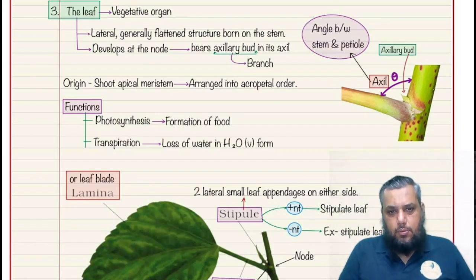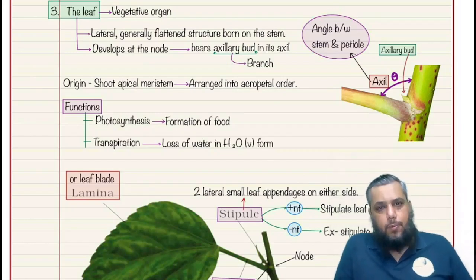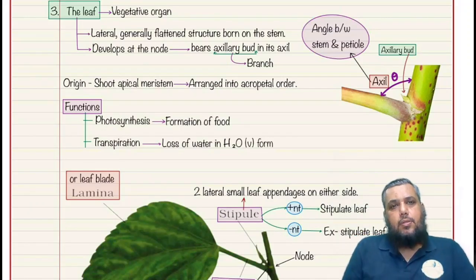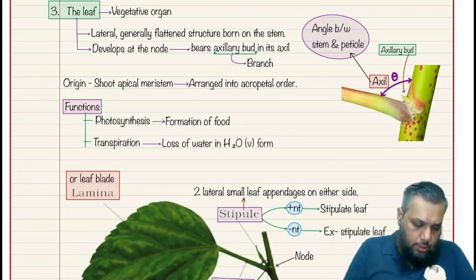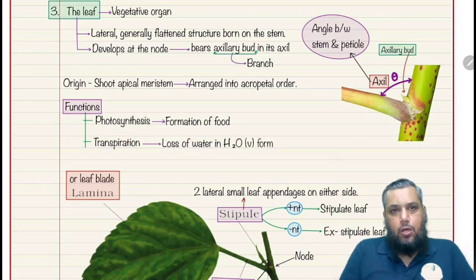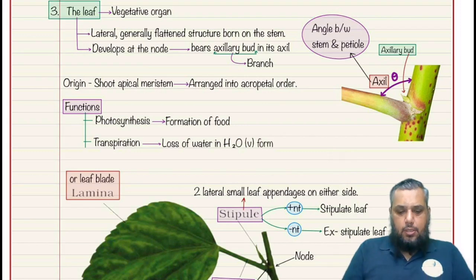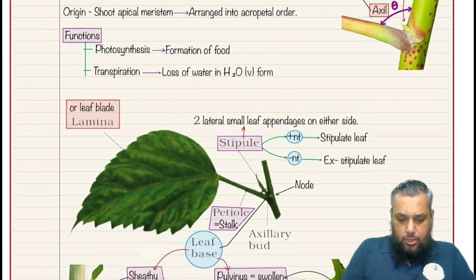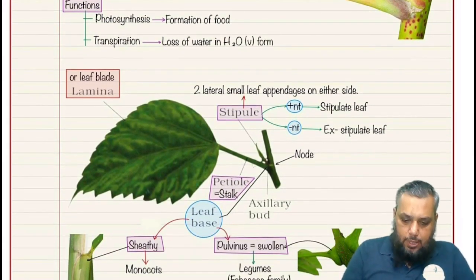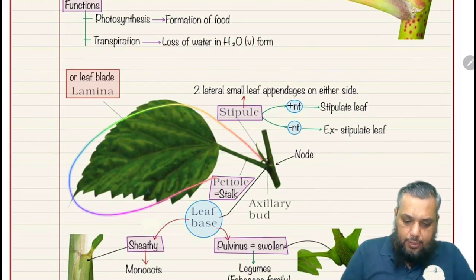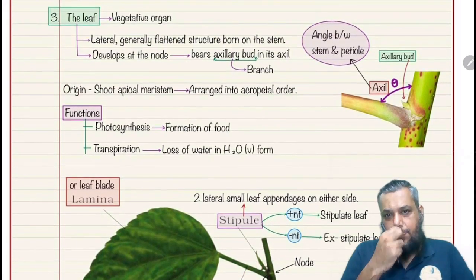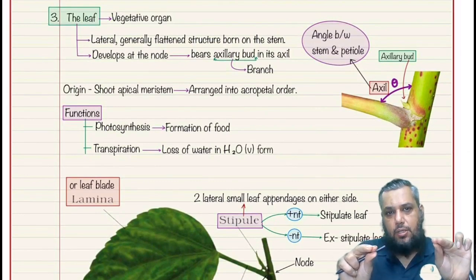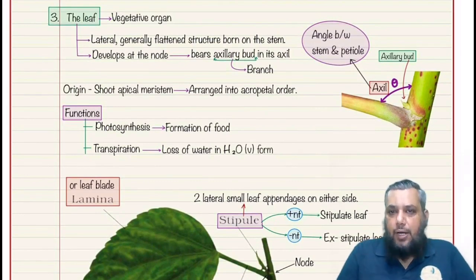Hello, dear students. To continue with morphology of flowering plants, the third vegetative part of the plant body, that is the leaf. It's a vegetative organ and it is a lateral appendage. So this is a stem and the leaf comes out laterally, sideways. That is why it is called a lateral appendage. It's a flattened structure. It is dorsiventrally flat.